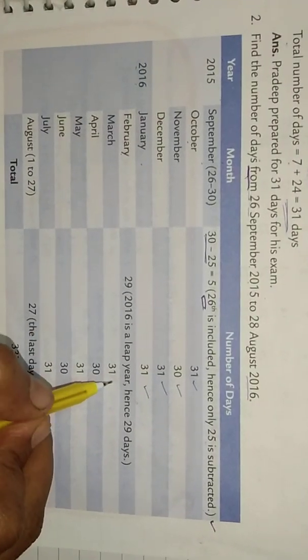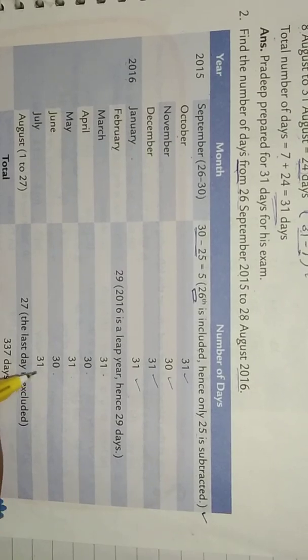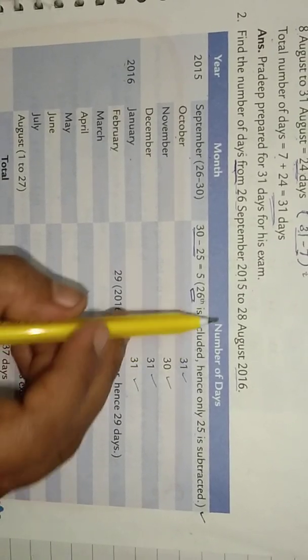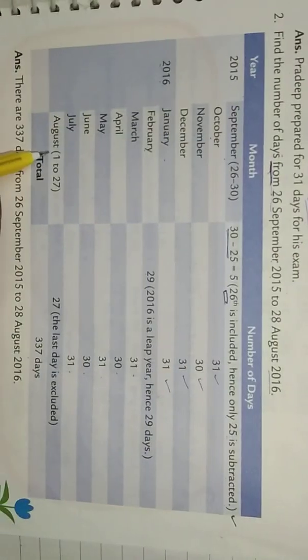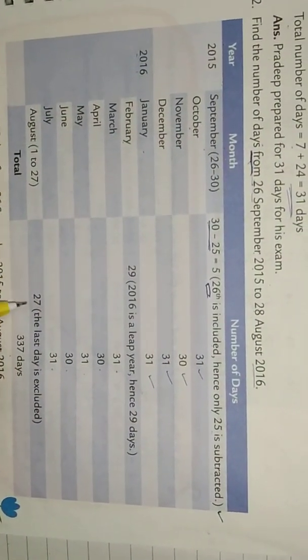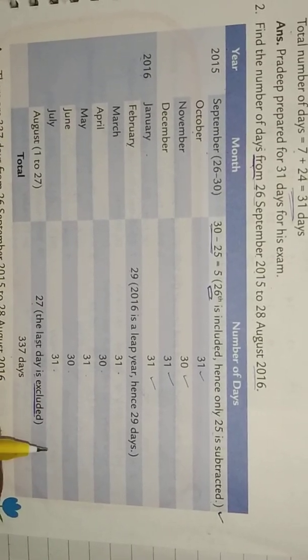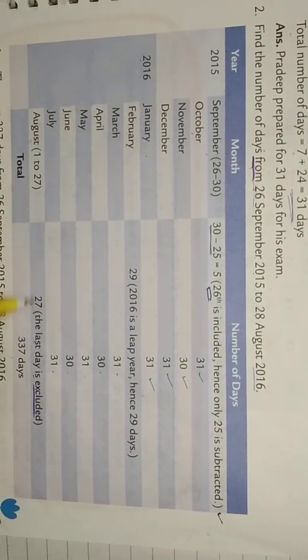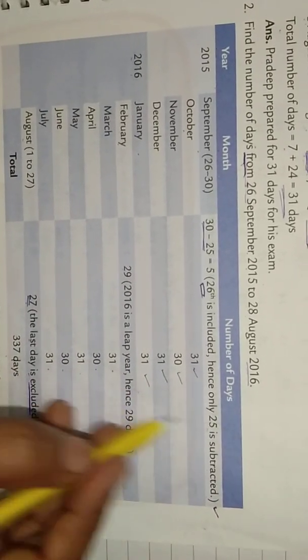Then March has 31, April 30 days, May 31 days, June 30, July 31. And up to 28 August we have to calculate. The last day will be excluded, will not be counted. So in August we take up to 27 days. Now we have to add all these days.